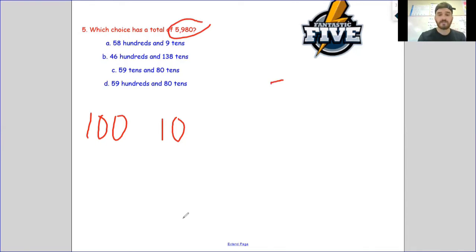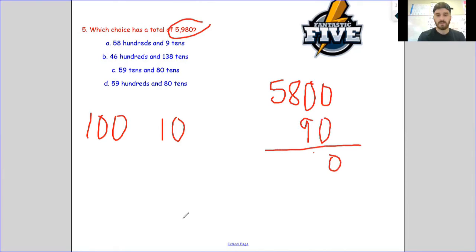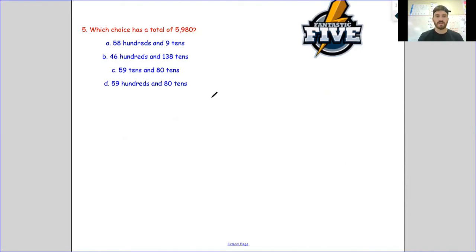All right, so I would take 58 hundreds. Here's 58. I'm going to add 2 zeros. All right, 9 tens. I'm going to put the number 9 and add 1 zero. If I added those together, gives me something fairly close, 5,890, but not what I'm looking for. So A would get eliminated.